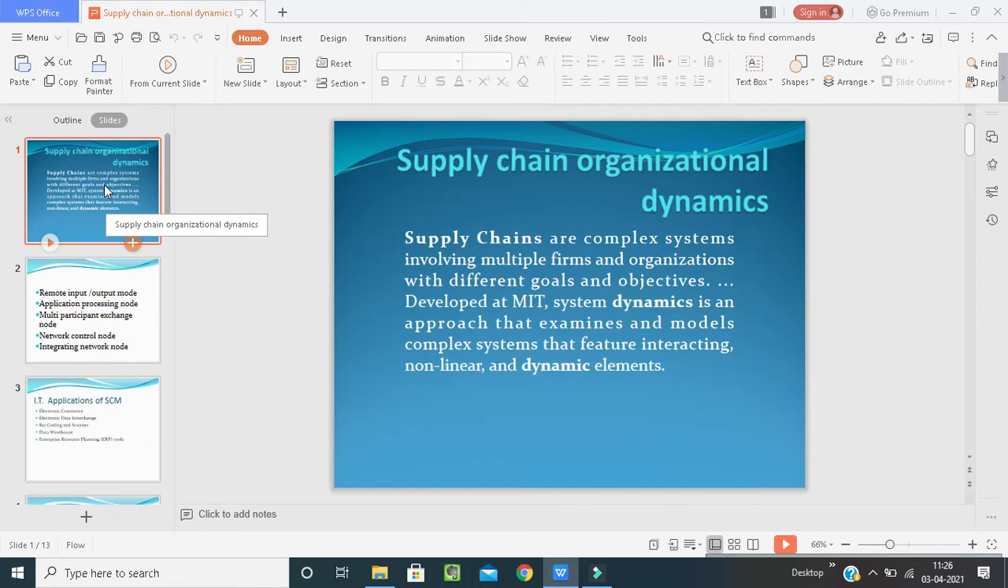Supply chains are complex systems involving multiple firms and organizations with different goals and objectives. Developed at MIT, system dynamics is an approach that examines and models complex systems that have interacting, non-linear and dynamic elements. All these things are there.